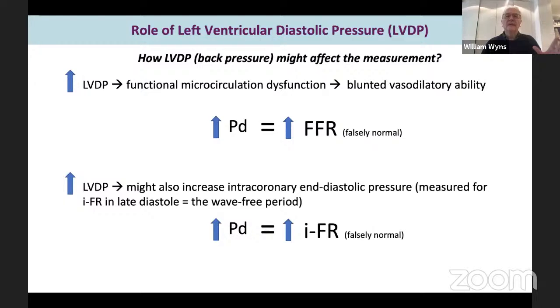Yeah, but let me qualify this. Falsely normal, what does it mean? The measurement is the measurement, right? What it says is that for a given stenosis, the FFR will be higher than you anticipate, correct? So the FFR underestimates, because of the increased left ventricular diastolic pressure, the hemodynamic significance of the stenosis. And that's true for FFR and iFR.